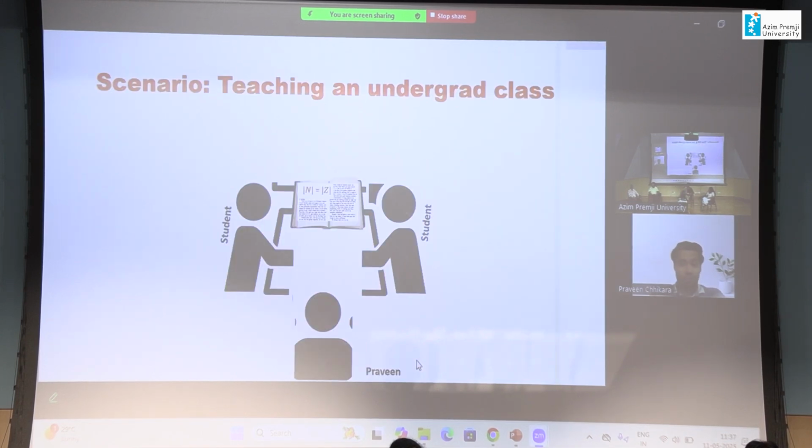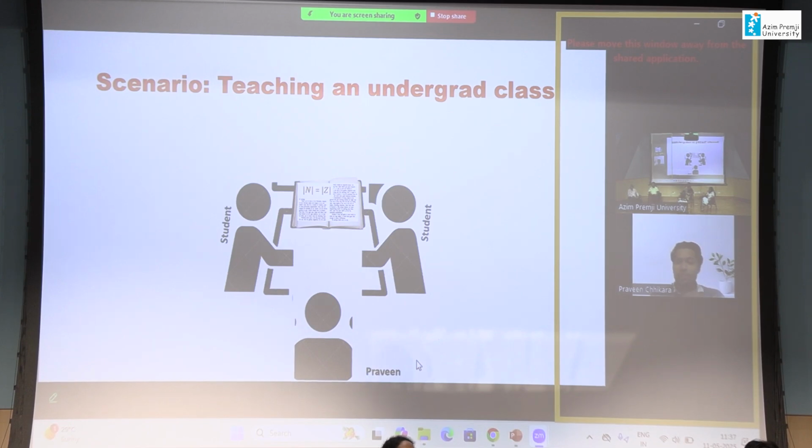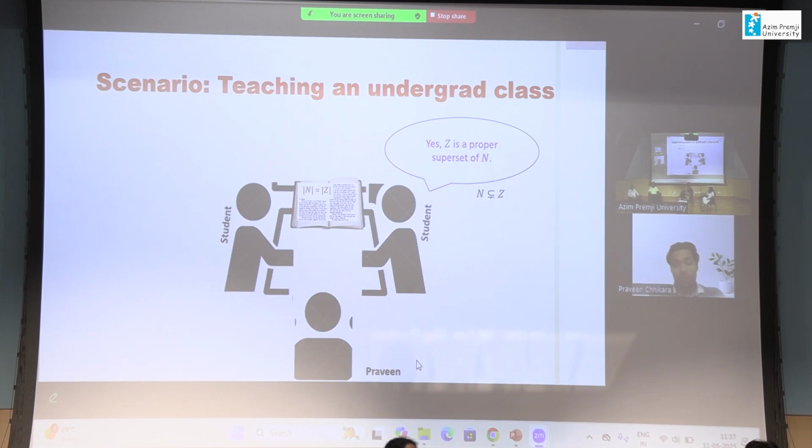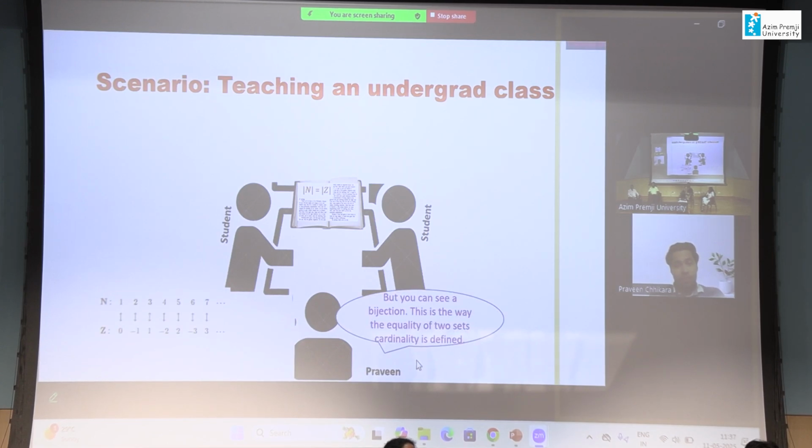I would like to start with a scenario. A few years back, when I was teaching the cardinality of sets in a real analysis class, I proved to my class that the cardinality of the set of all natural numbers is equal to the cardinality of the set of all integers. One of my students said, but the Z is bigger than N. Another student said, yes, N is a proper subset of Z. Then I replied, but there is a bijection between them, and that's how the cardinality is defined.